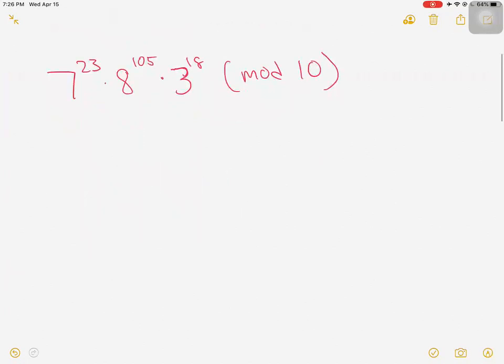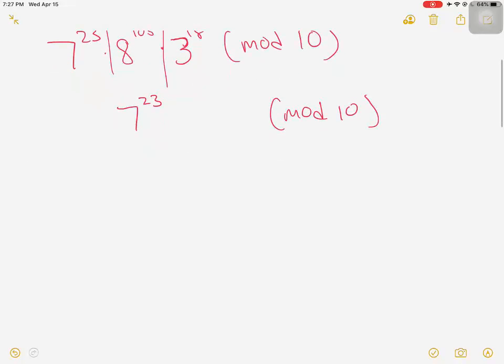A nice property of mods is that you can separate these numbers in the product, take each mod 10, and then multiply them all together afterwards. So for example, we can take 7 to the 23 mod 10 first. And for these singular exponents, there's always a pattern that repeats in cycles of 4.